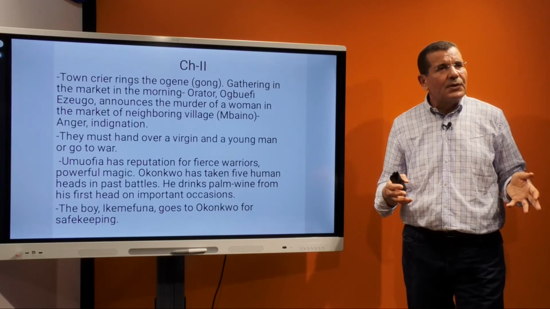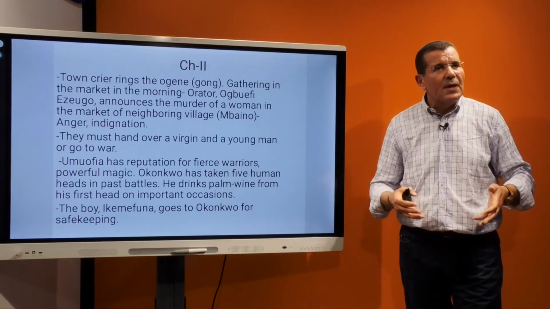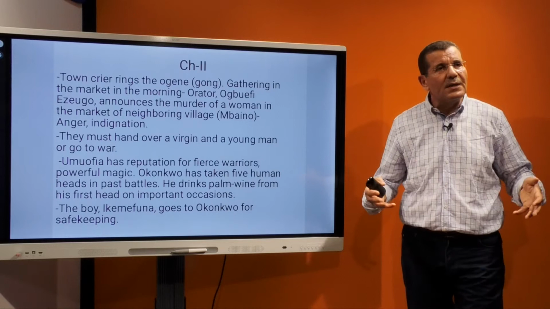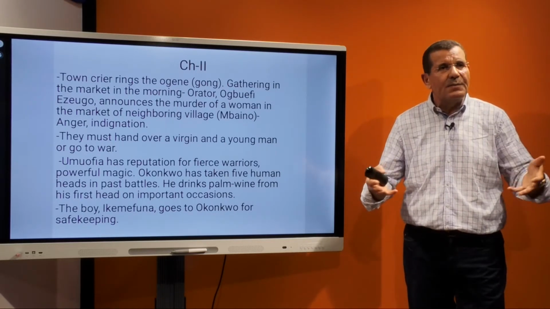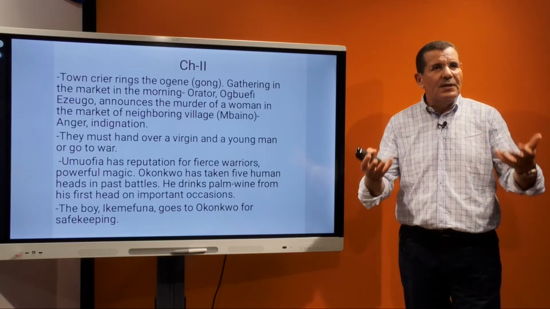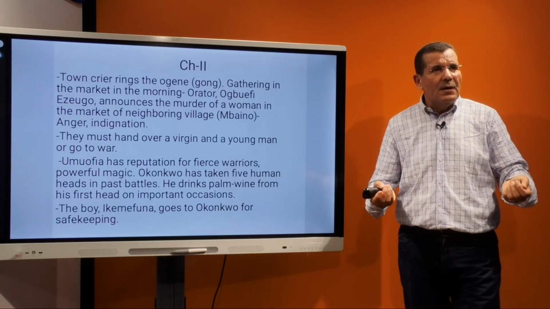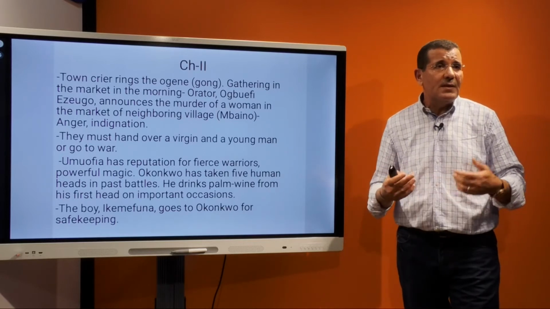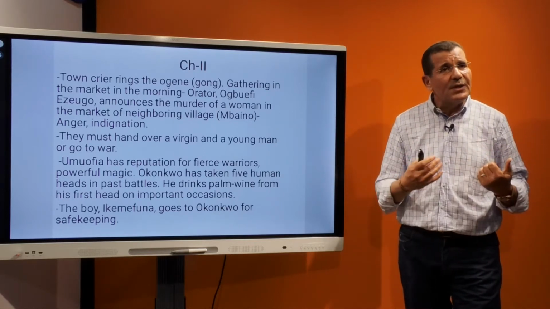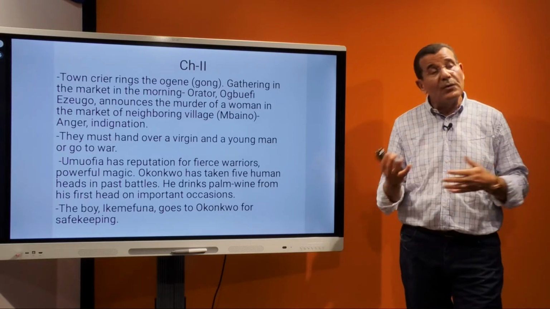We have a culture where we have discussion, a meeting outside in the market, agora-like, where everybody is going to speak his mind and express a kind of democracy there. And the problem here is that the decision is that they must hand over those who committed the crime, a virgin and a young man, or go to war.